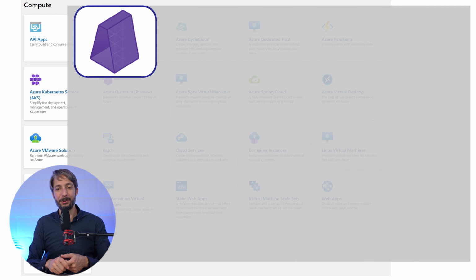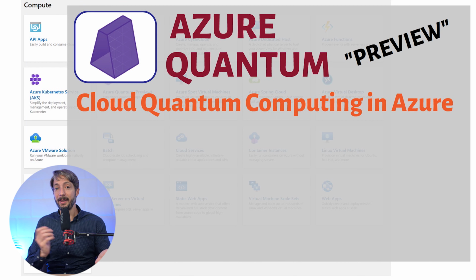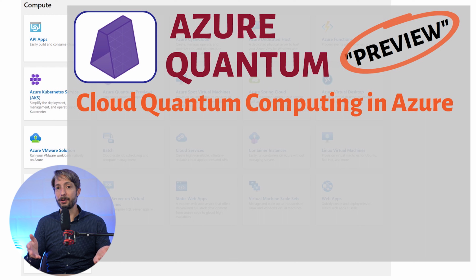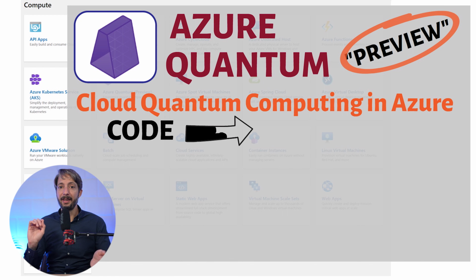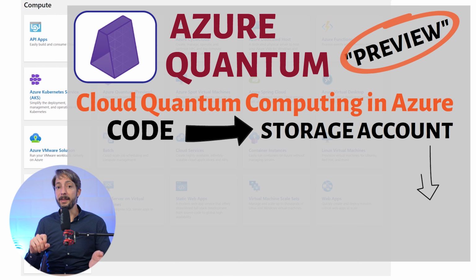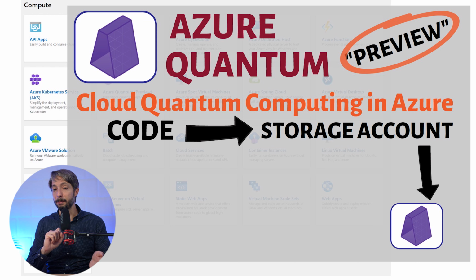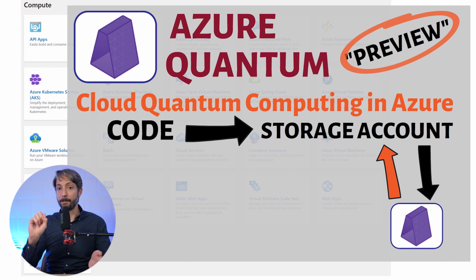We have Azure Quantum, which is in preview. Now this is a cloud computing service of Azure. It's still in preview and allows a certain amount of free quantum computing hours per month. The workflow to submit the code to Azure for processing is to first upload it to Azure Storage. This will then interface with Azure Quantum, process and provide the output back into the Azure storage.